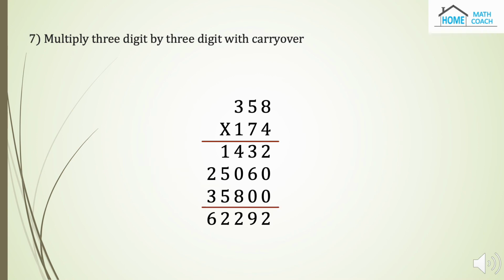Next, we are going to multiply a 3-digit number by a 3-digit number without writing down the number to be carried over. This is essentially the same as the last problem, except I changed 74 to 174. The 358 times 4 and the 358 times 7 are the same as before. When we do 358 times 1, we have to add 2 zeros on the third line. Other than that, the steps are the same.